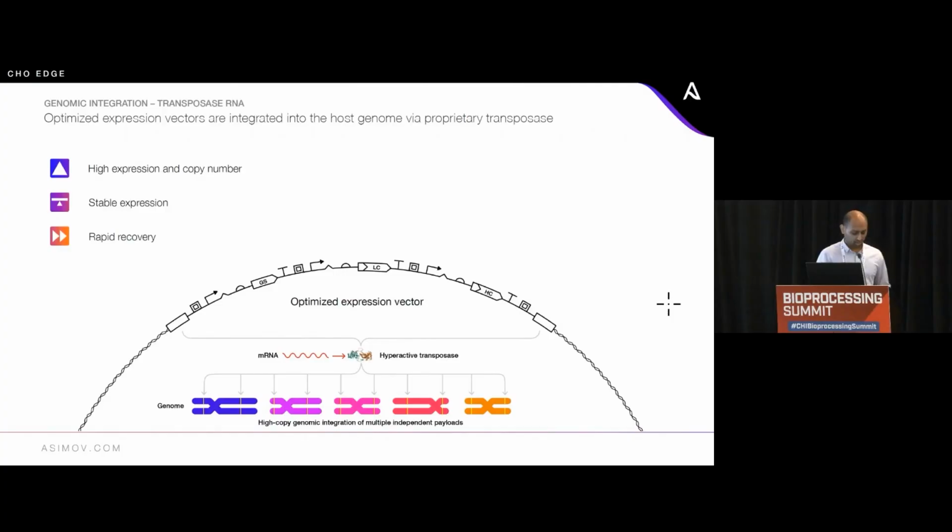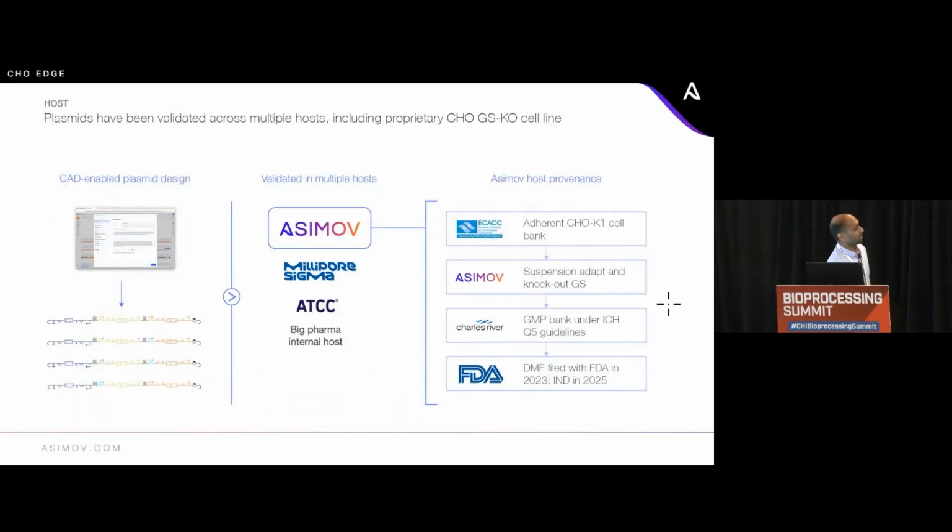I want to spend a minute talking about the host cell line and then put it all together to give you some data on our COD workflow. One of the most important things at Asimov is that the secret sauce is the plasmid design. We have our own host for two reasons. Number one, for R&D, and number two, because a lot of our COD clients need a host. But importantly, all of our plasmid designs are validated across multiple hosts, whether it's the Asimov host or a MilliporeSigma host. A bunch of large pharma have used the platform, and it works in their host, etc.